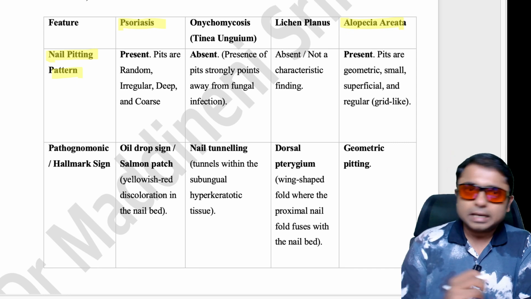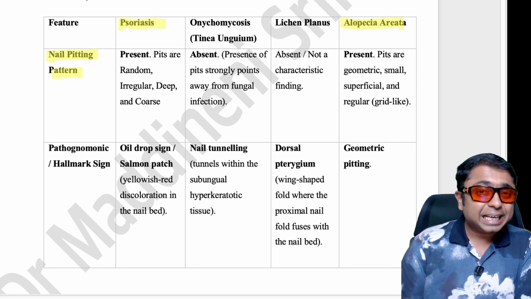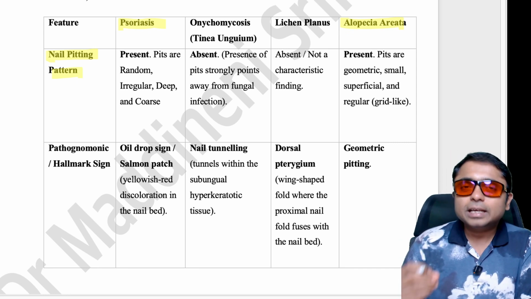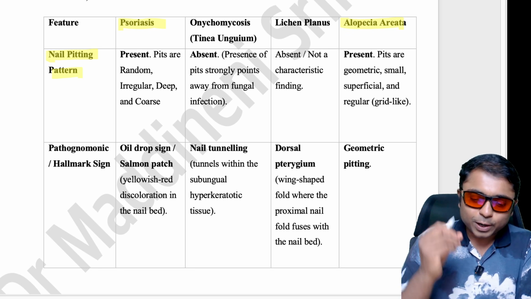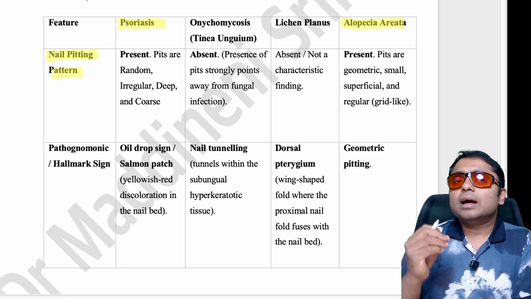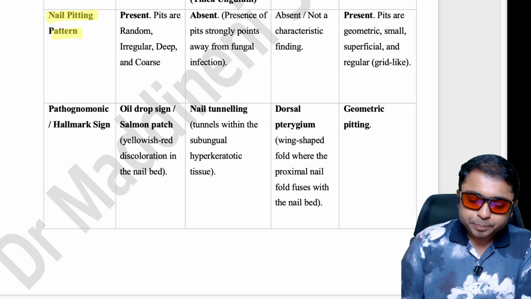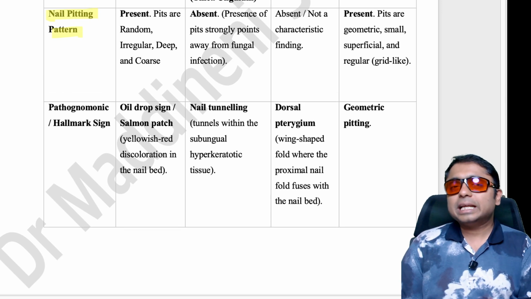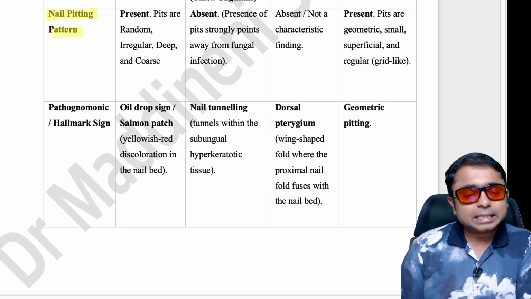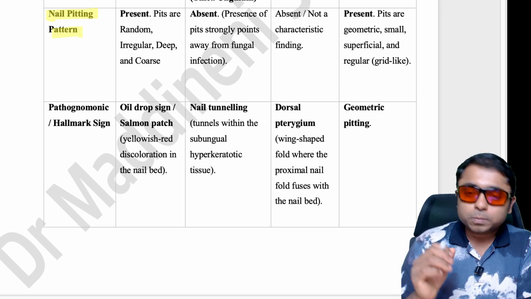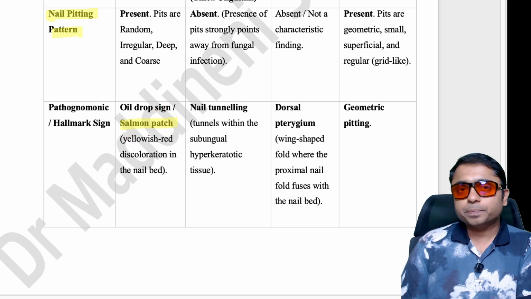How can you differentiate? In alopecia areata, the pitting is superficial, regular and fine pitting. In psoriasis, it's going to be deep, irregular and coarse pitting. Very important differentiating point between these two. What was the pathognomonic sign seen in nail psoriasis? Yes, very good. It is the oil drop sign, which is also called salmon patch.